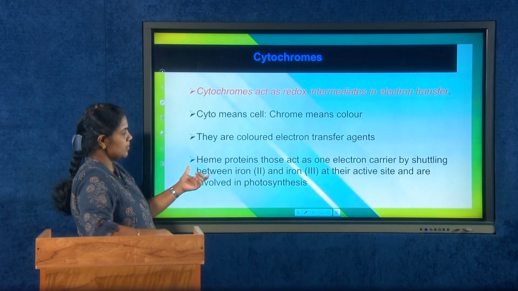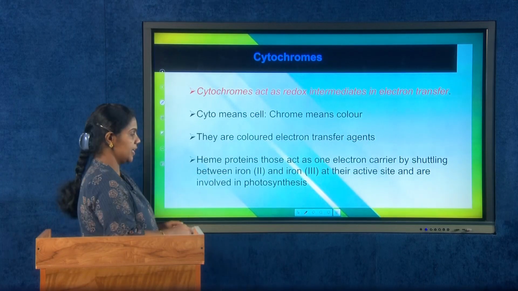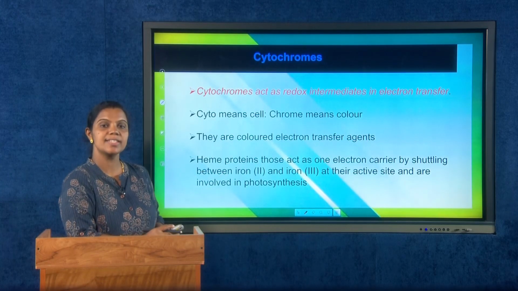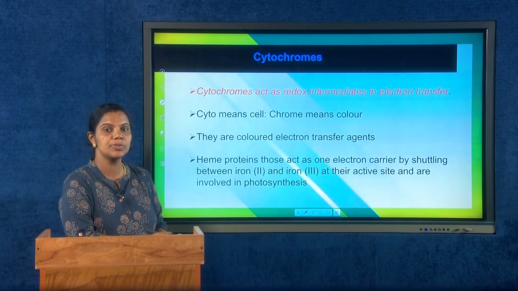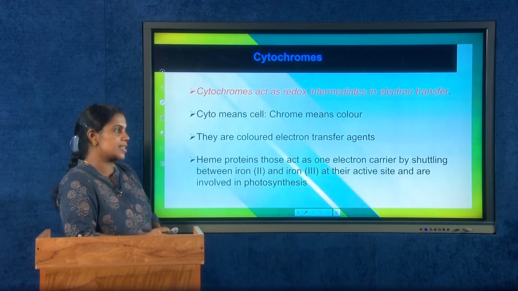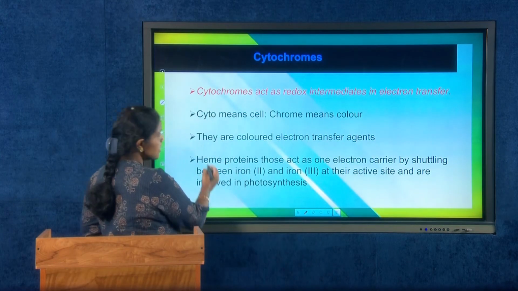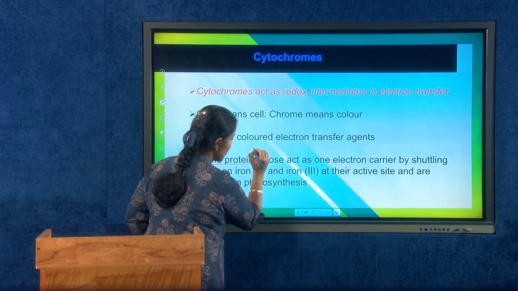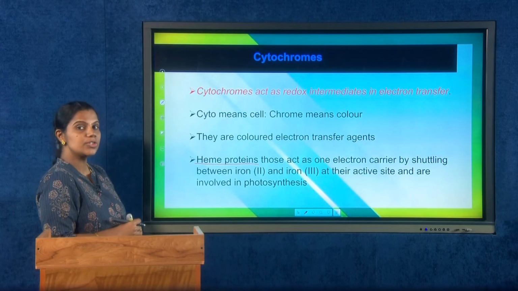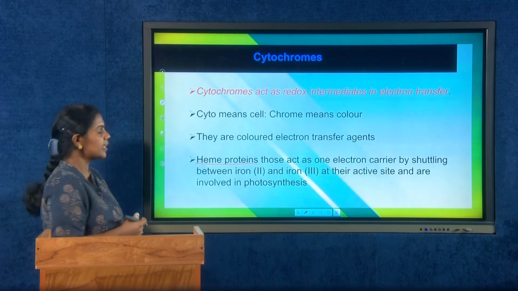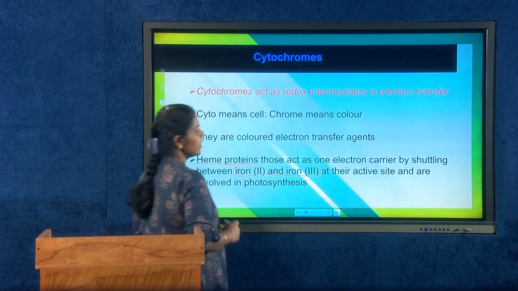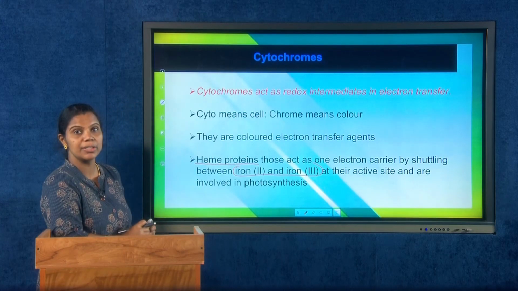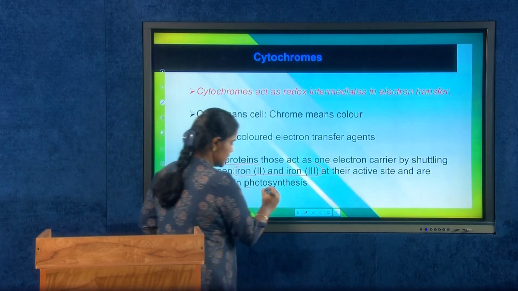These cytochromes are actually heme proteins and they act as one electron carriers by shuttling between iron 2 and iron 3 at their active site, and are mainly involved in photosynthesis. We can see that cytochromes are heme proteins and electron carriers that act by shuttling electrons between iron 2 and iron 3, and they function particularly in photosynthesis.